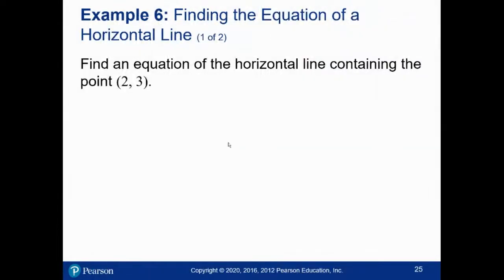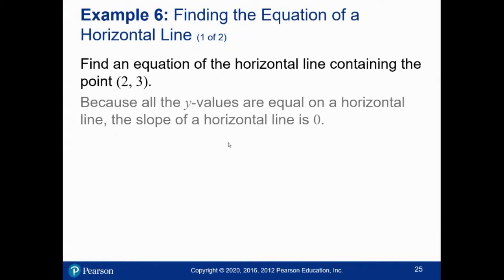So can we find the equation of a horizontal line containing the point (2, 3)? There's a couple of ways to go about this. Horizontal lines all have the same y value. They're horizontal, they do go left to right, but they don't go up or down. So all the y values are the same.